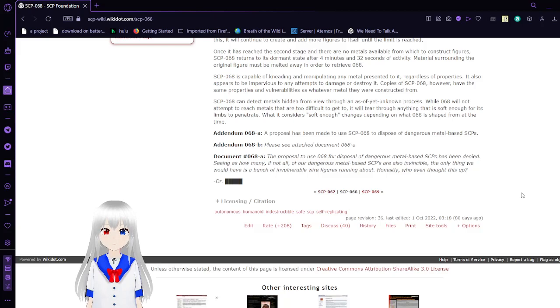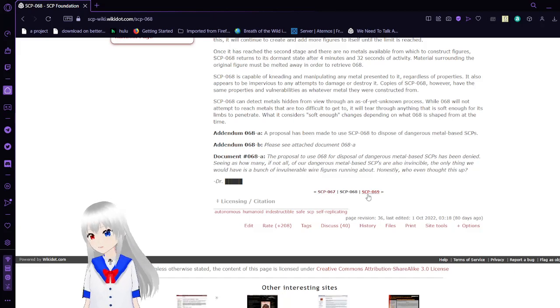The proposal to use SCP-68 for disposal of dangerous metal-based SCPs has been denied, seeing as how many, if not all, of our dangerous metal-based SCPs are also invincible. The only thing we would have is a bunch of invulnerable wire figures running about. Honestly, who even thought this up? Dr. Blank. Dang, Dr. Blank is always so mean.